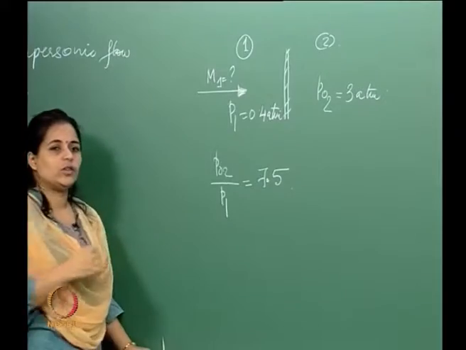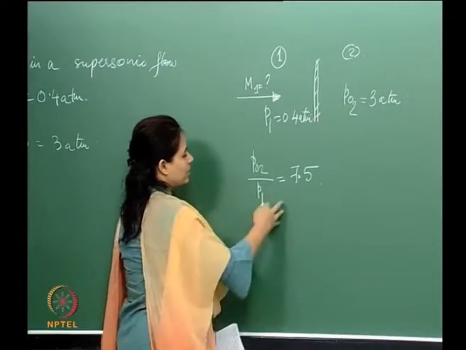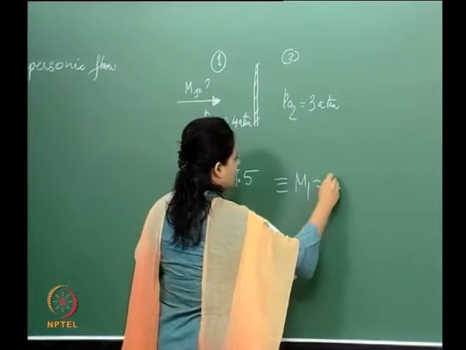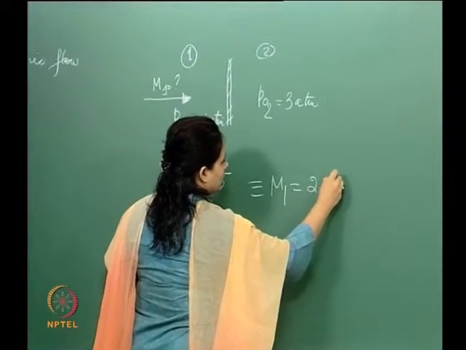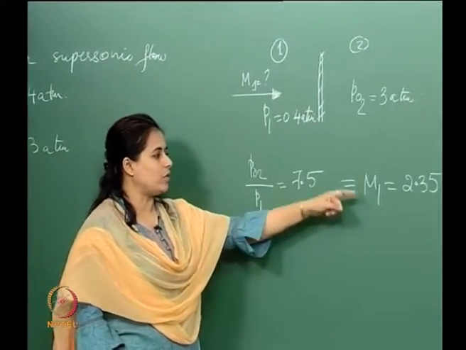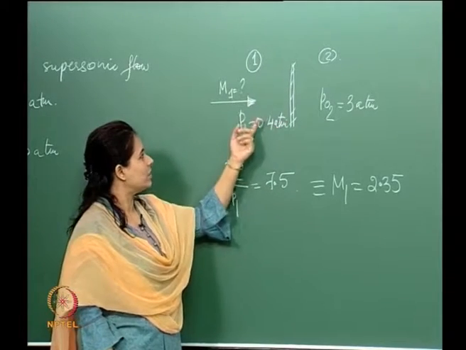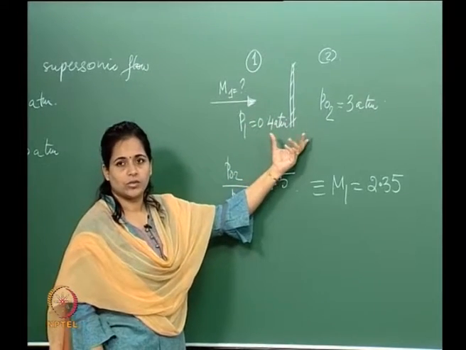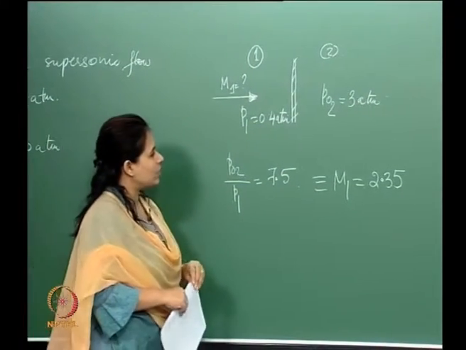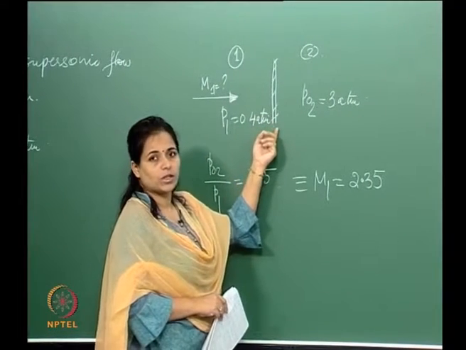Now again, if you go back to the tables, as we spoke in the last lecture, you will find a corresponding Mach number, which is 2.35. So therefore we have a supersonic flow, Mach number 2.35, moving in a supersonic wind tunnel, which has pressures given like this. And so therefore we have this normal shock over here.